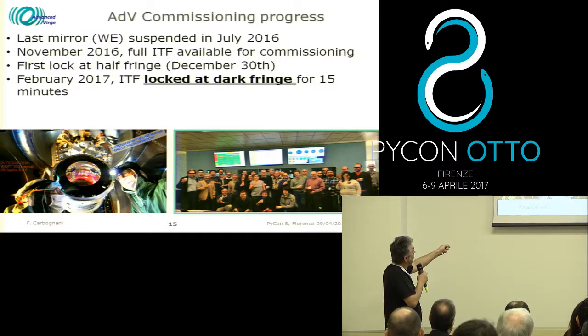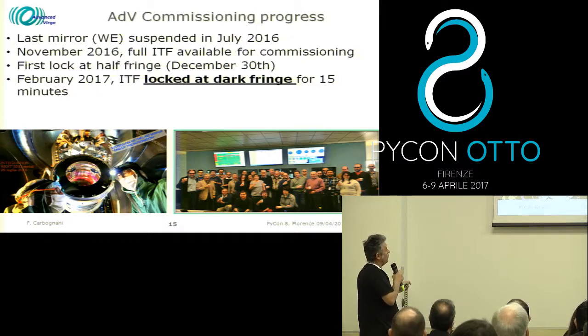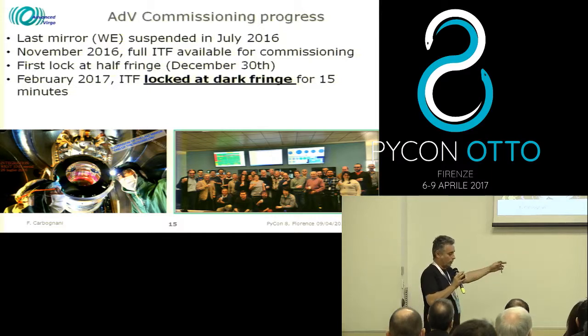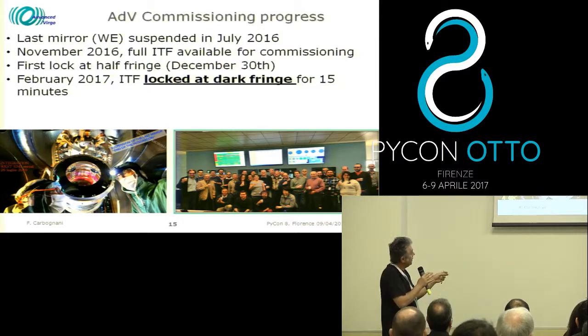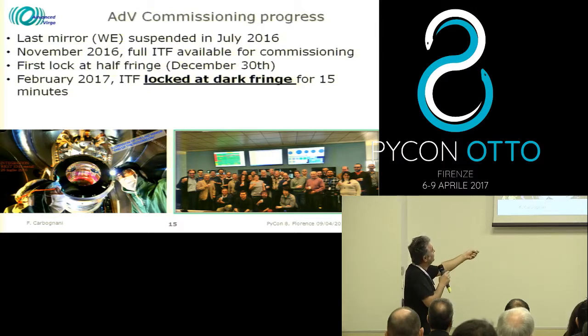We mounted the last mirror, so the last test mass, as I was mentioning before, in July 2016. In November, the ITF was completely available for commissioning. We made the first lock at half fringe. So basically, as I explained before, you are locking all your optical cavities, and then you want to go in dark fringe. In this case, half fringe means that this is half dark, as you want. And in February, just this year, we have been able to do the lock dark fringe.